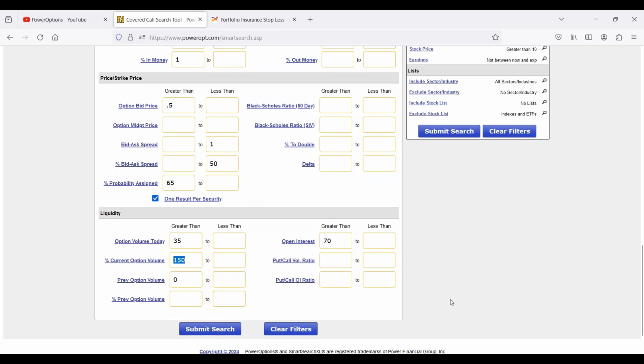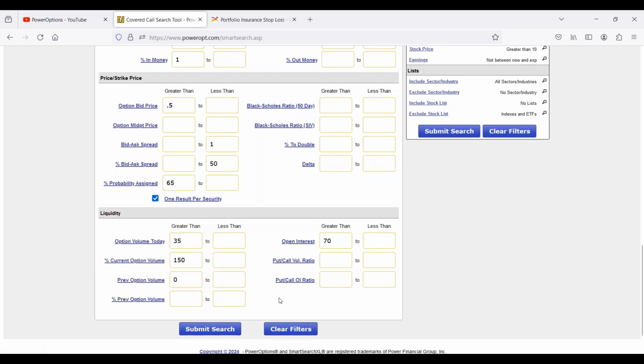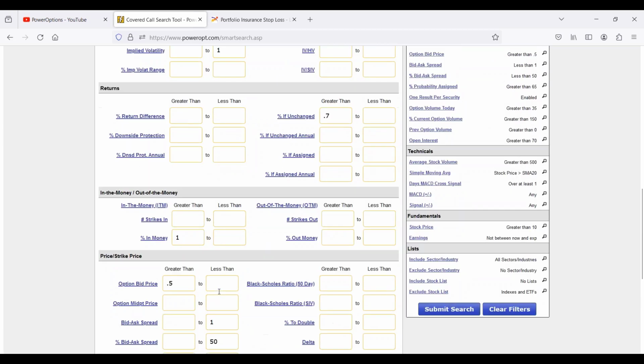Now it's total today, of course, because we're at the end of the trading day, but above 150%. So, at least 50% more than the average over the last 90 days. Of course, you could also look for the percent previous option volume as well to see something that maybe had an increase of 150 yesterday, but still had an increase of 150 today, depending on how you wanted to do that. So that's available for you there, the percent current option volume and percent previous option volume.